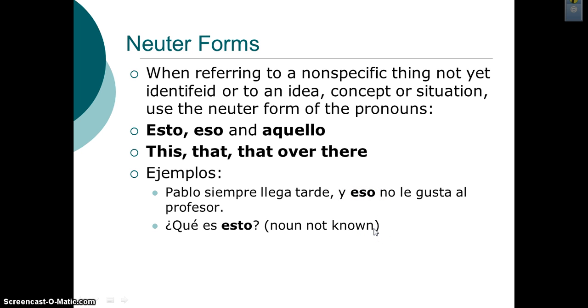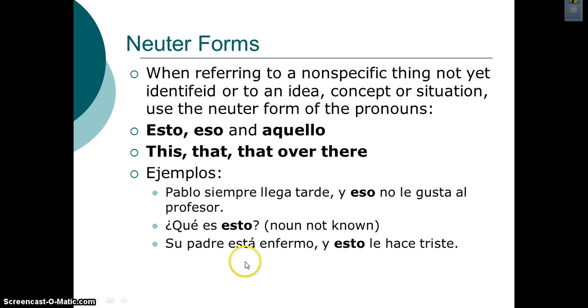Here's another example. ¿Qué es esto? What is this? And let's imagine it's something I've never seen before. I don't know what it is. If I don't know what it is, I can't identify its gender. So I use the gender-neutral form, esto, to ask my question. Another one, su padre está enfermo y esto le hace triste. So his dad is sick, and that makes him sad. Well, what makes him sad? The whole situation, the fact that his father is sick. That makes him sad. His father being sick does not have a specific gender because it's a situation. So we use the neuter form in that case as well.